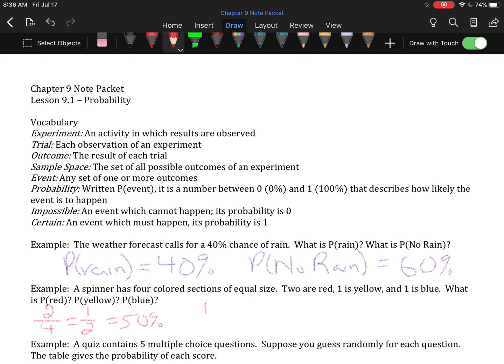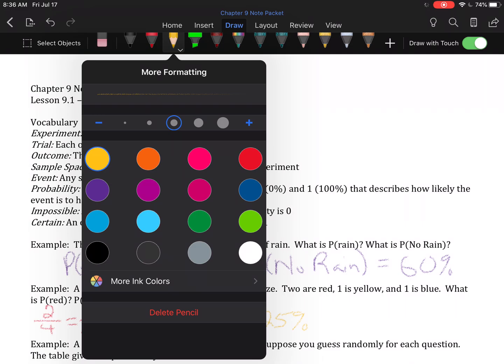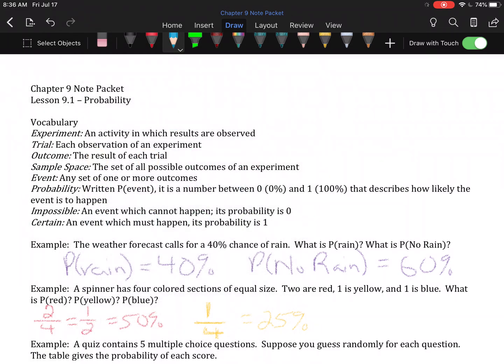There's 1 yellow section, so the probability of yellow, there's 1 yellow section. That didn't change to yellow. Let me change that again. There's 1 yellow section. There are 4 total sections. So the probability of yellow is 1/4, which is also 25%. And the probability of blue, P(blue). There is 1 blue section. There are 4 total sections, so 1 in 4 chances of blue. So it's also 1/4, which is still 25%.